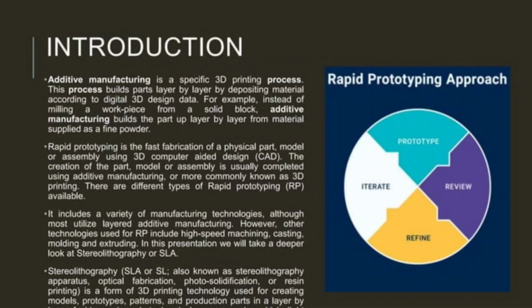It includes a variety of manufacturing technologies like layer additive manufacturing. Other technologies used for rapid prototyping include high speed machining, casting, molding, extrusions, etc. But the 3D printed material is the most common type of rapid prototyping which we are using nowadays, because that is the addition process. The others are subtractive processes in which we get a lot of waste material, but in the additive manufacturing process the waste material is very low.